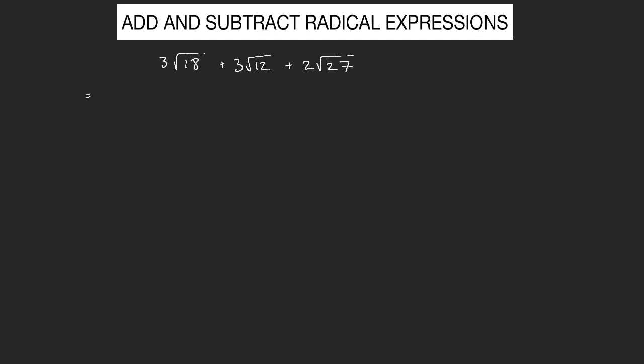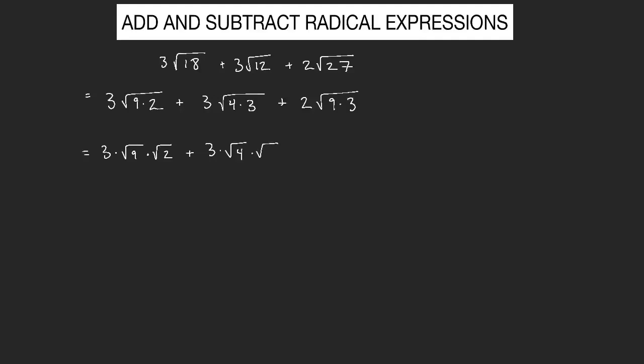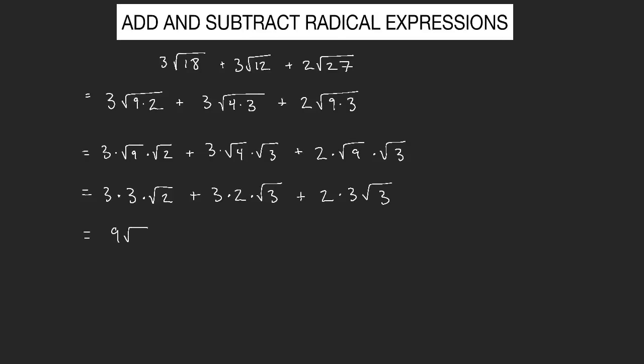Okay, let's just get into this. 3 times root 18 is 9 times 2, plus 3 times root 12, which is 4 times 3, and 2 times root 27, which is 9 times 3. So this equals 3 times root 9 times root 2, plus 3 times root 4 times root 3, plus 2 times root 9 times root 3. So this equals 3 times 3 times root 2, plus 3 times 2 times root 3, plus 2 times 3 times root 3. That equals 9 times root 2, plus 6 times root 3, plus 6 times root 3.